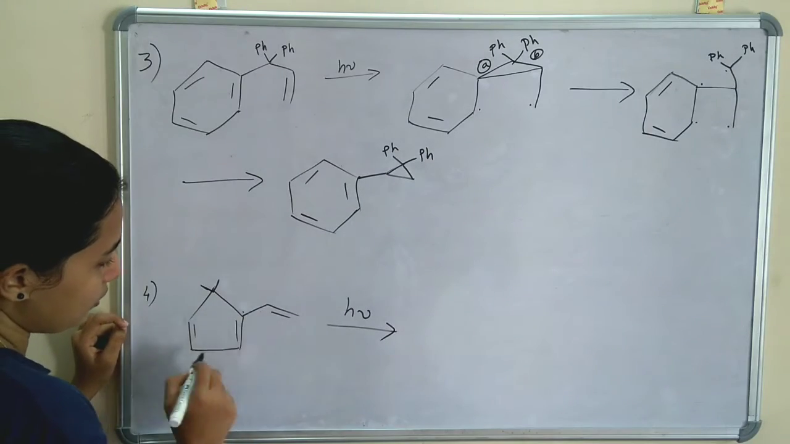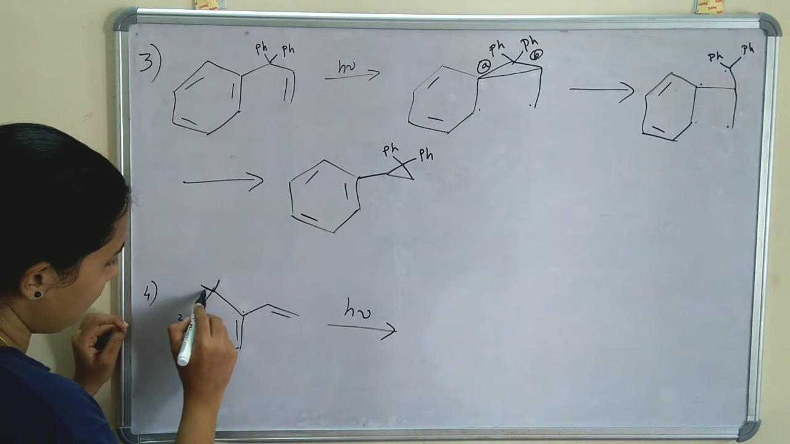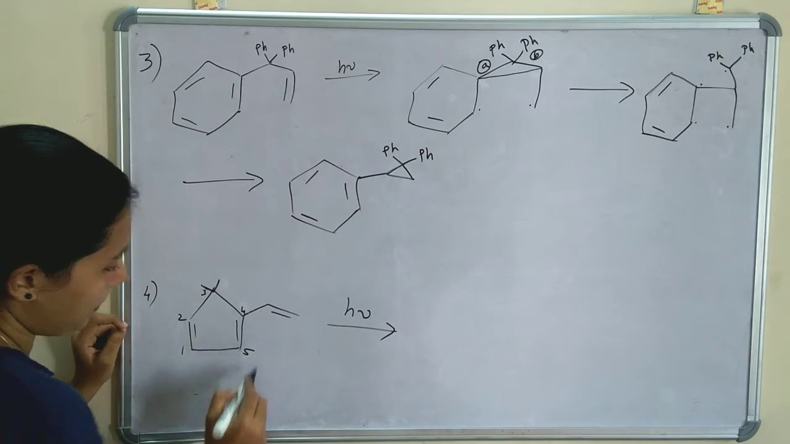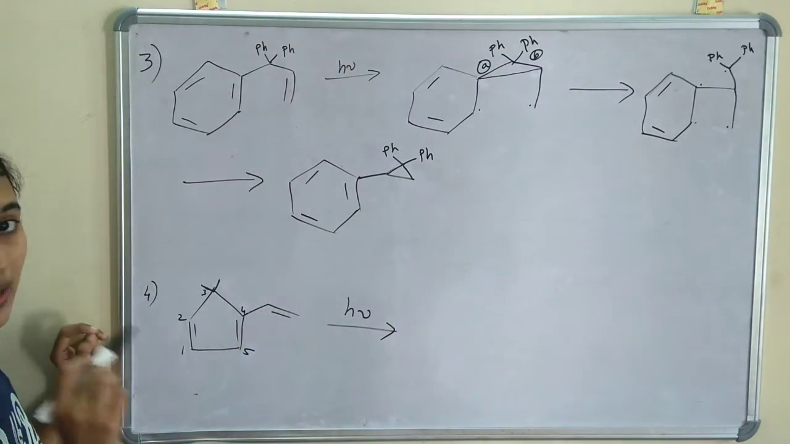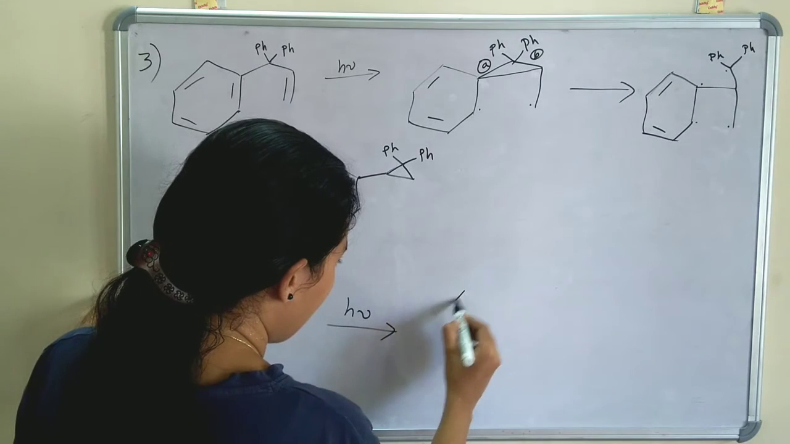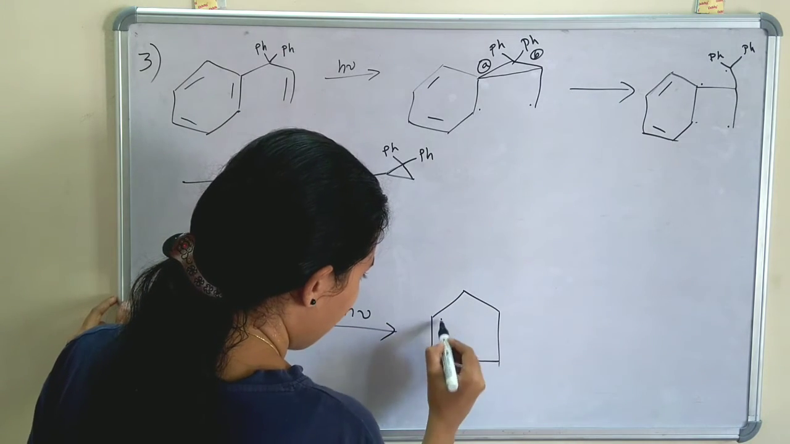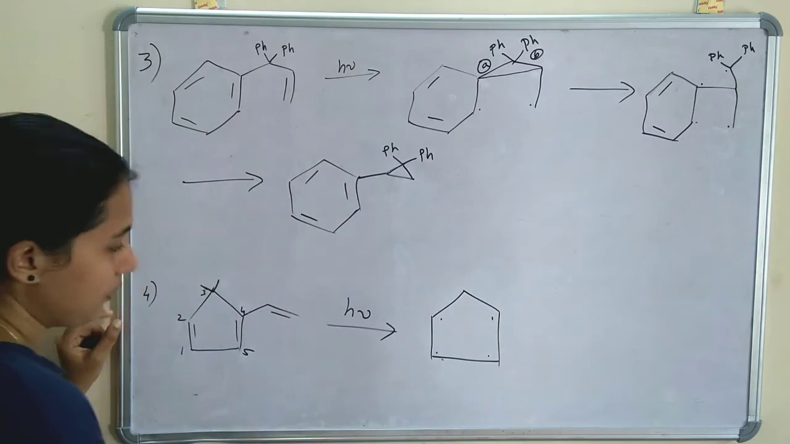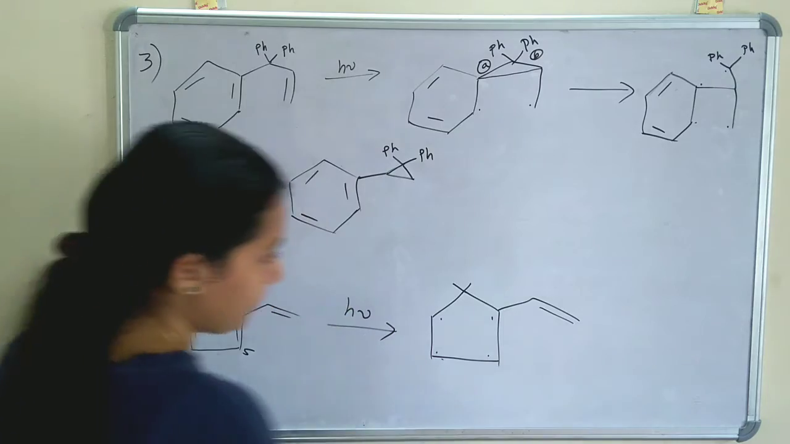And fourth example, first you have to identify the 1,4-diene. So this is not a 1,4-diene and this is a 1,4-diene. 1, 2, 3, 4, 5. This is a 1,4-diene with the third carbon a saturated carbon. So we will do the homolytic cleavage of this side, this and this. So we will get a radical and the rest is same.